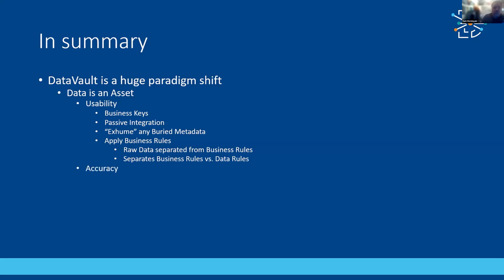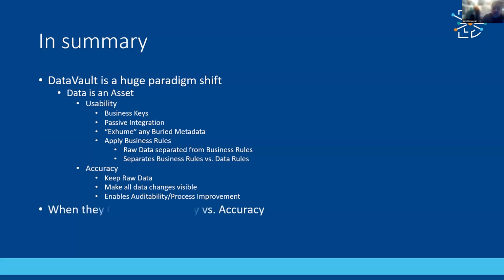Obviously the rules are separated as well. The second topic was accuracy. So we want to keep the raw data. We want to make all the data changes visible, right? Insert only. And this is going to enable the auditability and the process improvement, like we saw earlier.